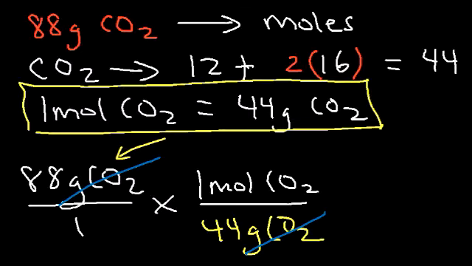So these will cancel. 88 divided by 44 is 22, since 8 divided by 4 is 2. So the answer is 22 moles of CO2.